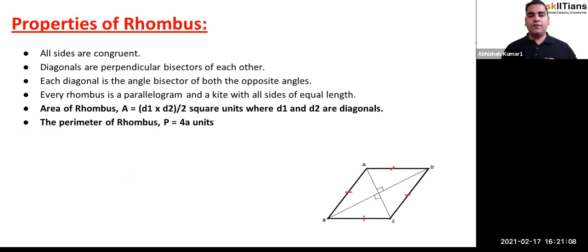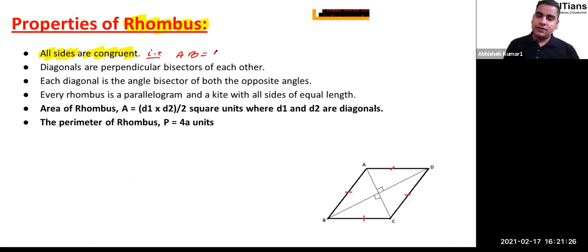All right, so now what do we have? We have rhombus. In rhombus as well, the very first property says that all the sides are congruent. So this first property of rhombus is very similar to the first property of square. All the sides have the same length. You will have AB equals BC, equals CD, equals DA.